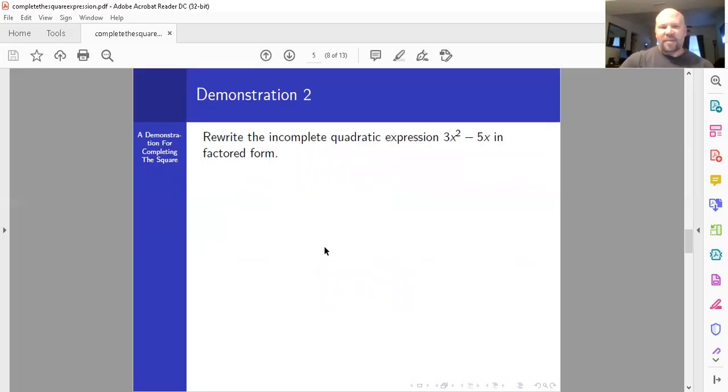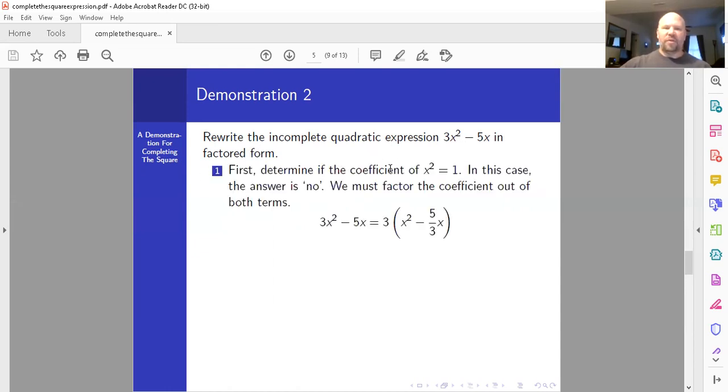With this second demonstration, we're actually going to rewrite the expression. Okay, it says rewrite the incomplete quadratic expression 3x squared minus 5x in factored form. Now, our first step, determine if the coefficient of x squared is 1. Coefficient of x squared in this case is 3, and 3 is not 1. So the answer to this is no, it's not equal to 1. And this means that we have to factor out that coefficient from both terms, which is done here.